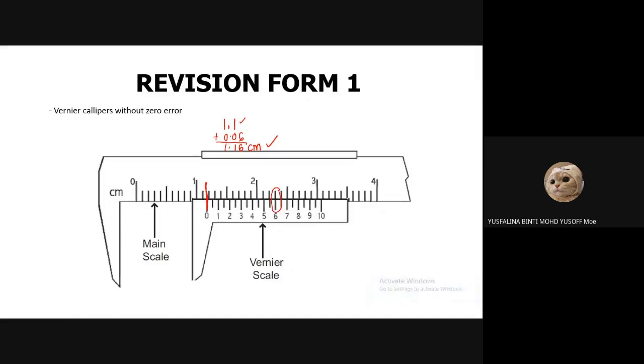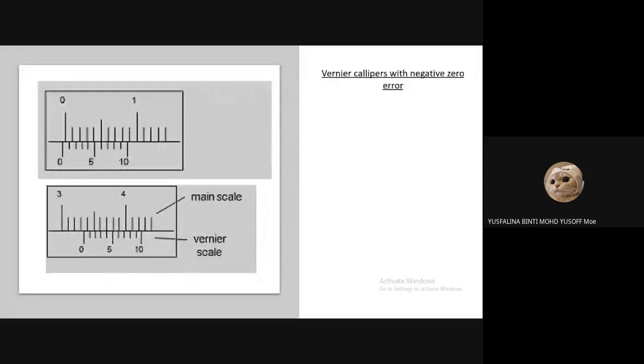But for vernier calipers, they can give up to 2 decimal places. So if you compare the sensitivity, the vernier calipers is more sensitive than your ruler. So this one is without zero error. I hope you can still remember what it means by zero error. So what if the vernier calipers has a zero error?